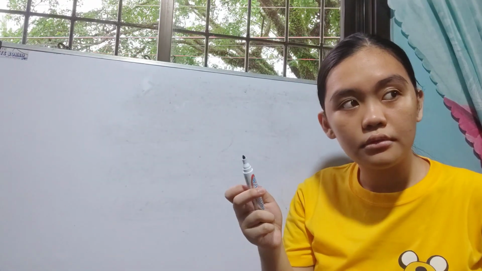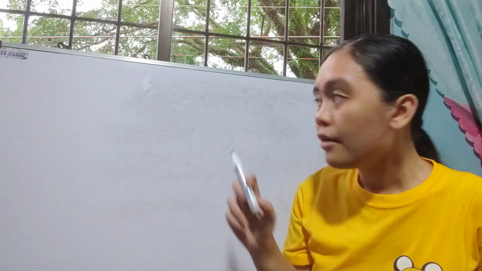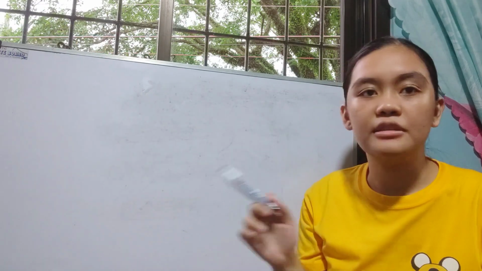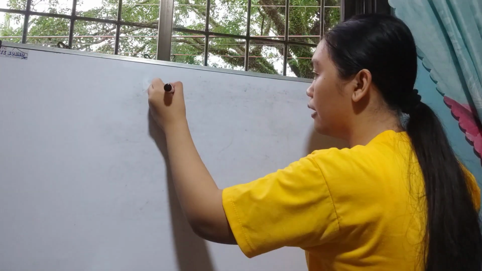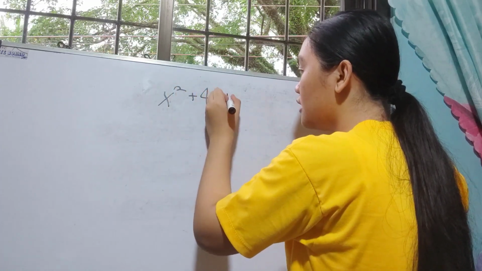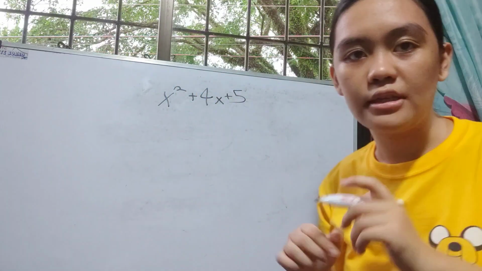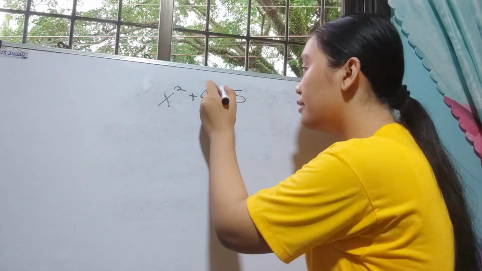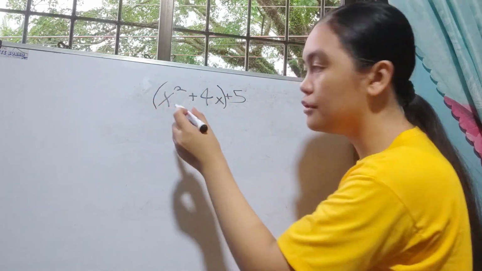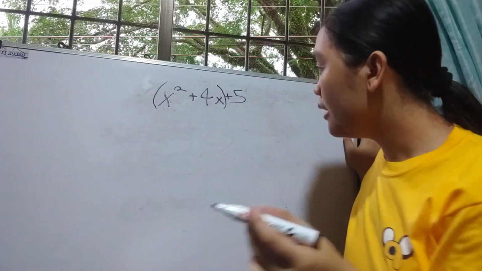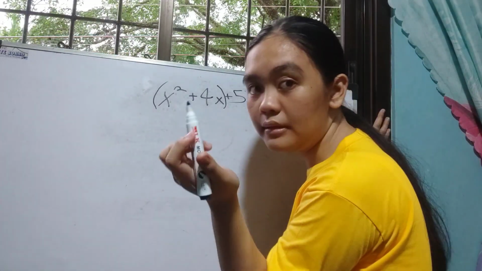Alright, to convert a quadratic function to vertex form, we need to first learn how to complete the square. So let's have a flashback. Our example will be x squared plus 4x plus 5. The next thing is to put the first two terms into parentheses. Then we're going to complete the square.